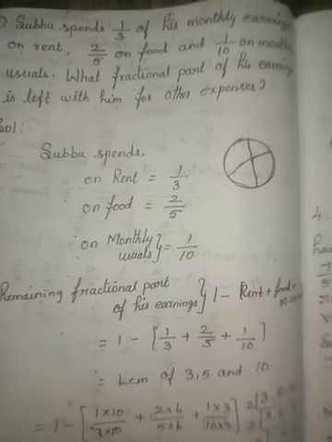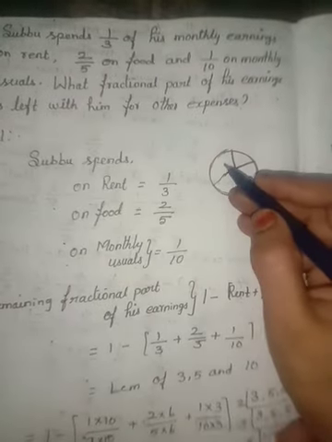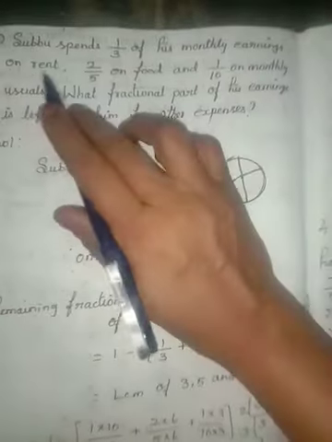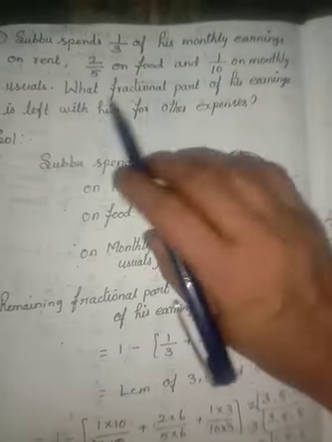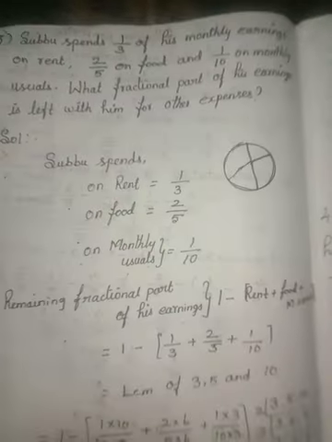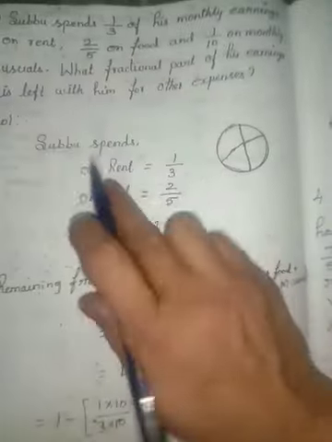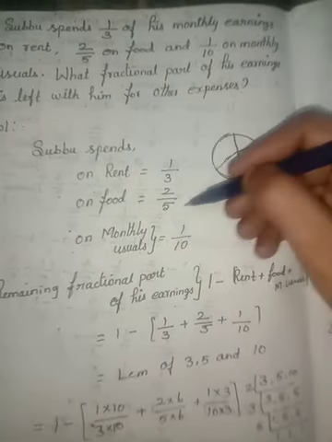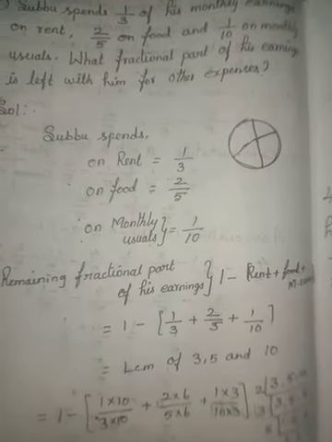So next one, the third sum. In our family, our parents spend various expenses. Subbu spends 1/3 of his monthly earnings on rent from his salary, 2/5 on food and 1/10 on monthly usuals. What fractional part of his earning is left with him for other expenses? From his salary, he spent 1/3 part on rent, then 2/5 part on food, then 1/10 on monthly usuals. Usuals means others, educational and so on.